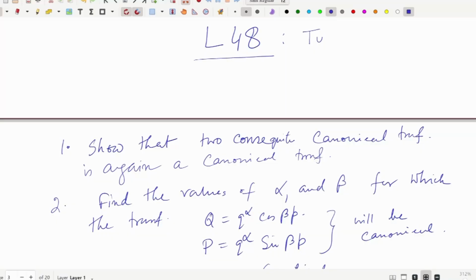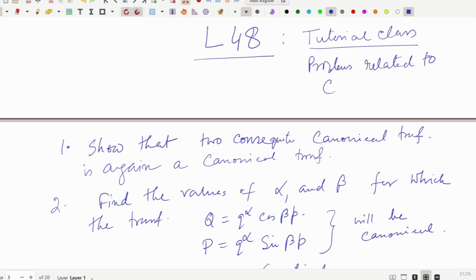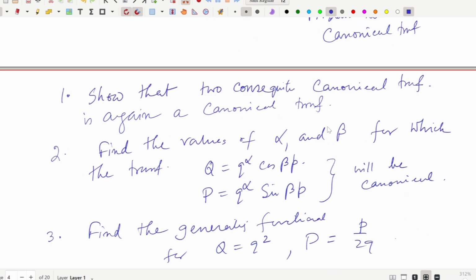Okay, so welcome to lecture 48 in this course Classical Mechanics 1, and this is a tutorial class, and we will solve problems related to canonical transformation. And in the last class, I mentioned 3 problems. So let us start with those 3 problems.